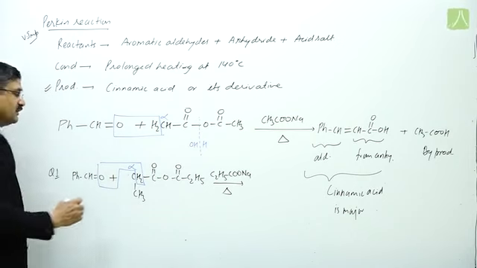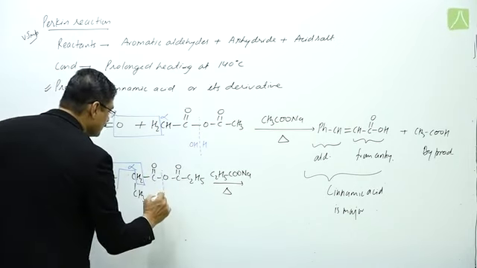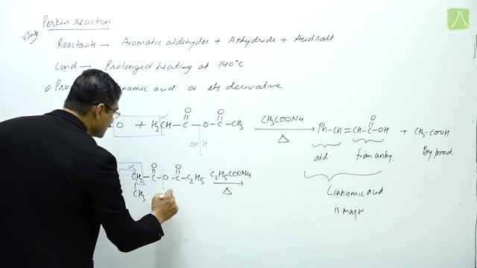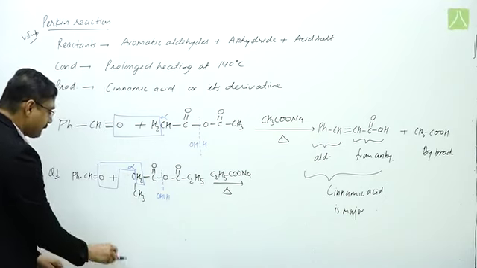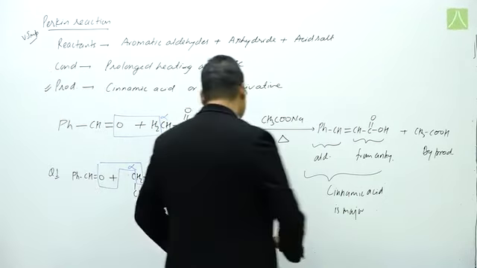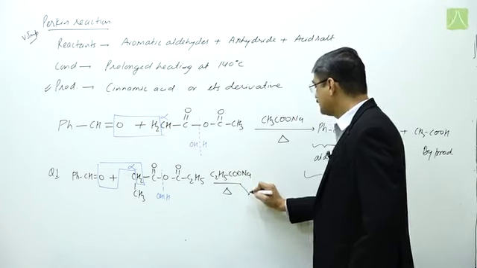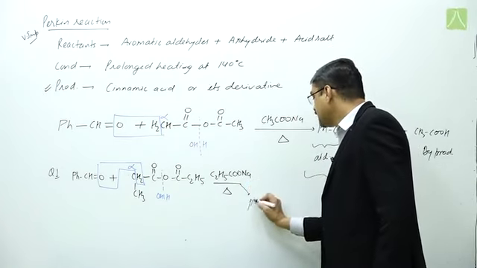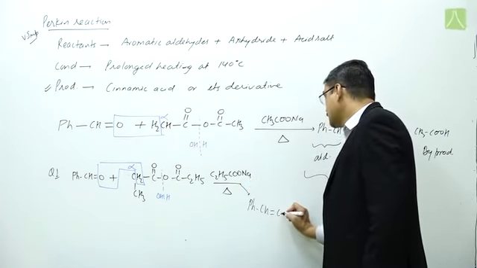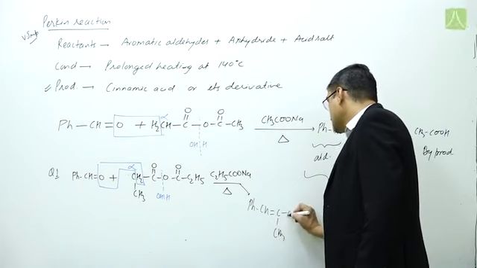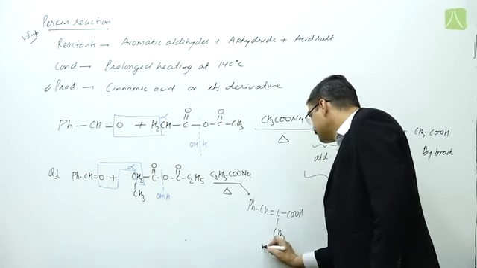So this is the removal and breaking of the bond OH and H. You can write the product. So the major product of this reaction is Ph-CH=C(CH3)-C=O.